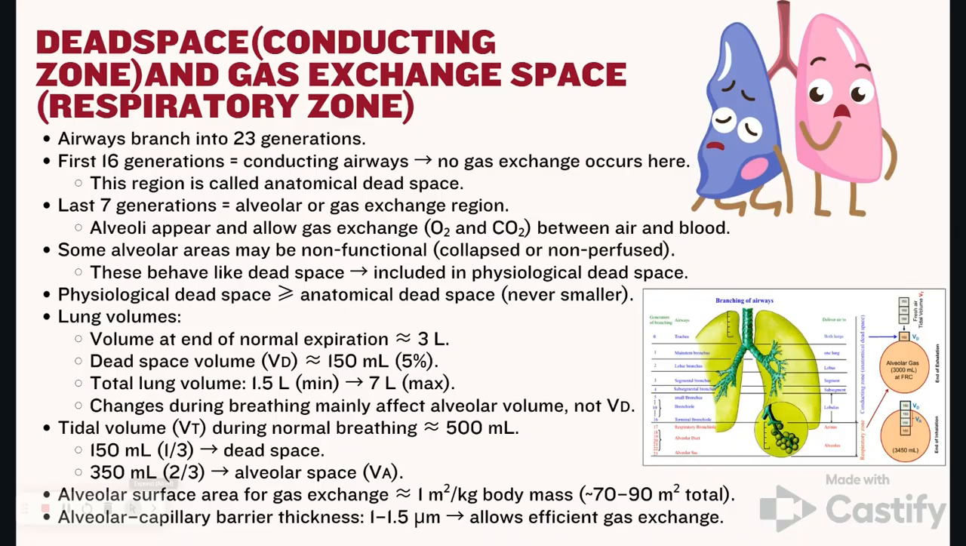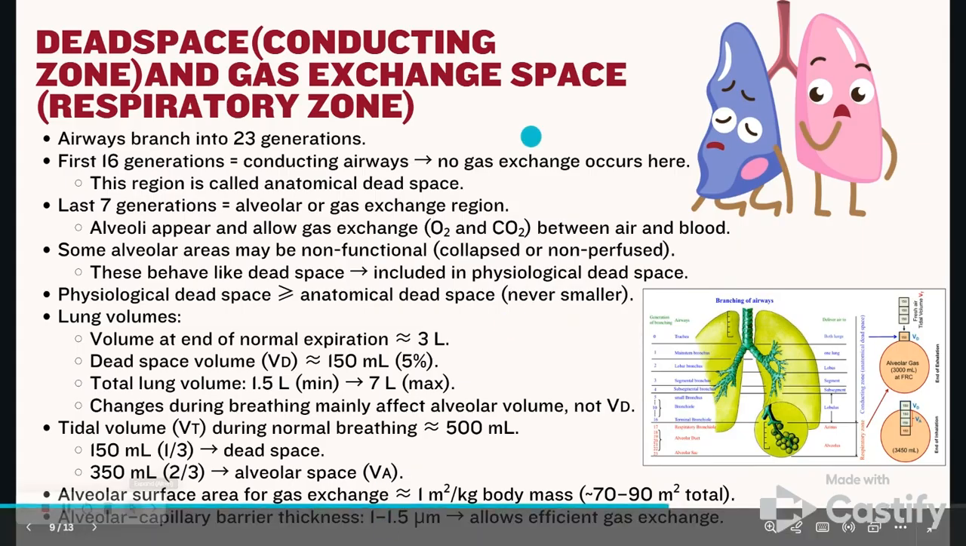Tidal volume is normal breathing. I'm breathing in and I'm breathing out. Quiet breathing, not like what I'm doing right now. This is tidal volume, about 500 milliliters. A third of that is going to be dead space, and 2/3 of that is going to be alveolar space. Alveolar surface area for gas exchange is about 1 meter squared per kilogram body mass, 70 to 90 meters squared total. And the alveolar capillary barrier thickness is as it's written there.